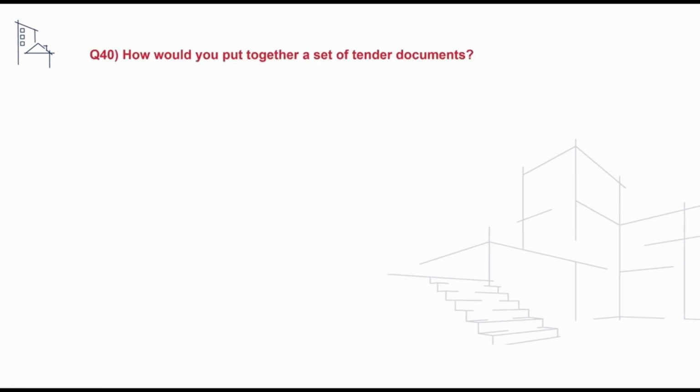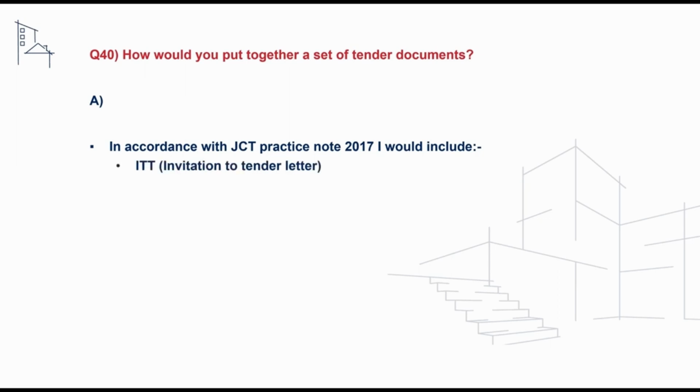The next question we'll take a look at is how would you go about compiling a set of tender documents? And to address this, we could reference the best practice guidance notes that are available, including the JCT Practice Note 2017. And we could say that this suite of tender documents would include an invitation to tender letter.